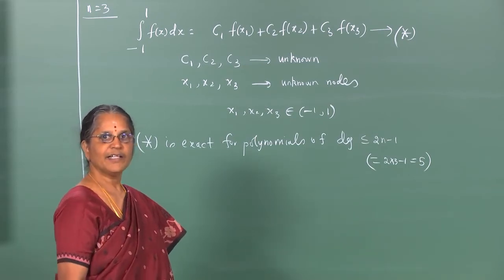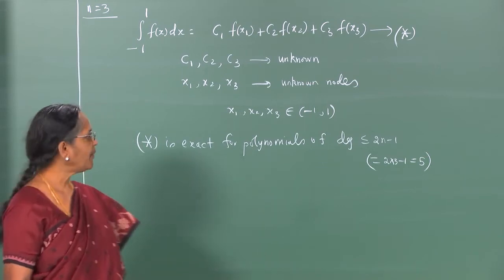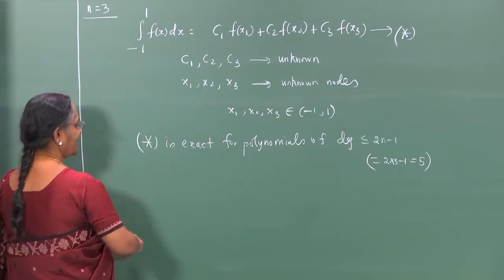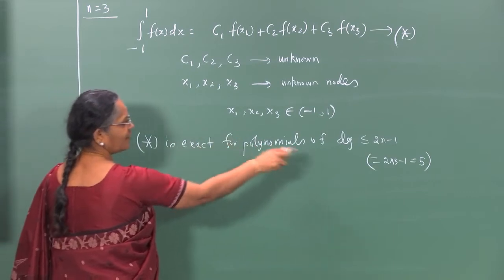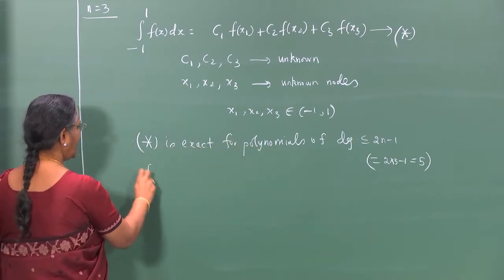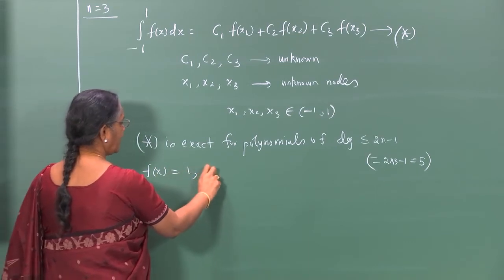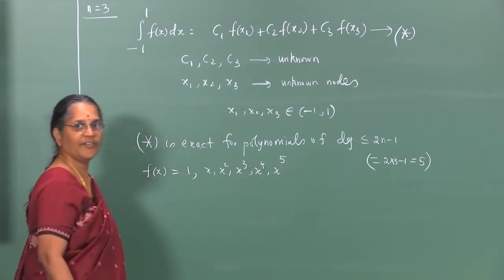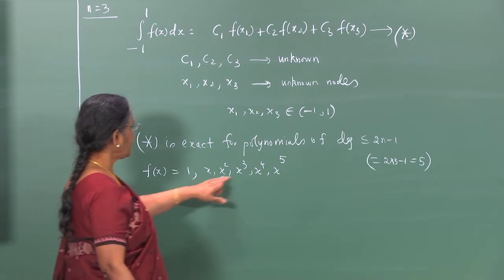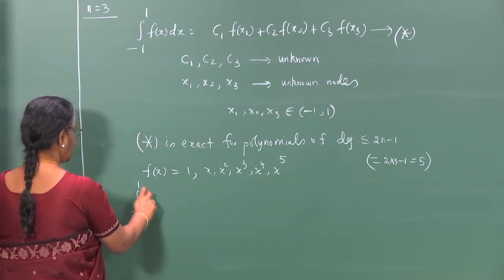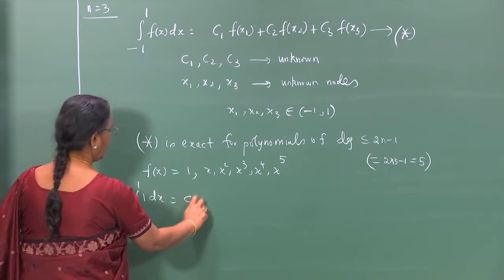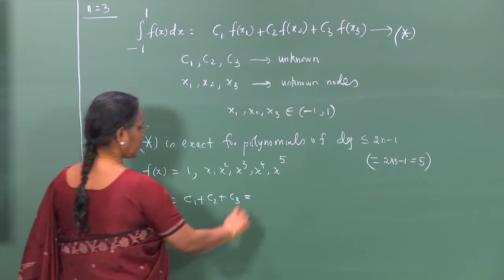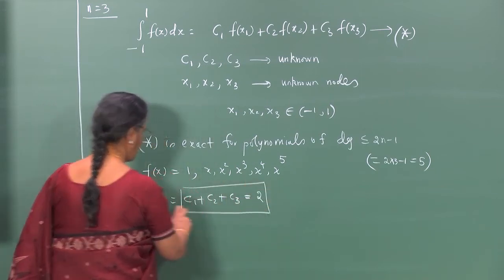In fact, the method that we will derive is going to be exact for polynomials of degree less than or equal to 5. So, the procedure is that we want it to be exact for polynomials of degree less than or equal to 5. So, let us take it to be 1, x, x square, x cubed, x to the power of 4 and x to the power of 5. So, when you impose these conditions, namely integral minus 1 to 1 dx will give you c1 plus c2 plus c3, and that must be equal to x between minus 1 and 1. So, that will give you this is equal to 2.